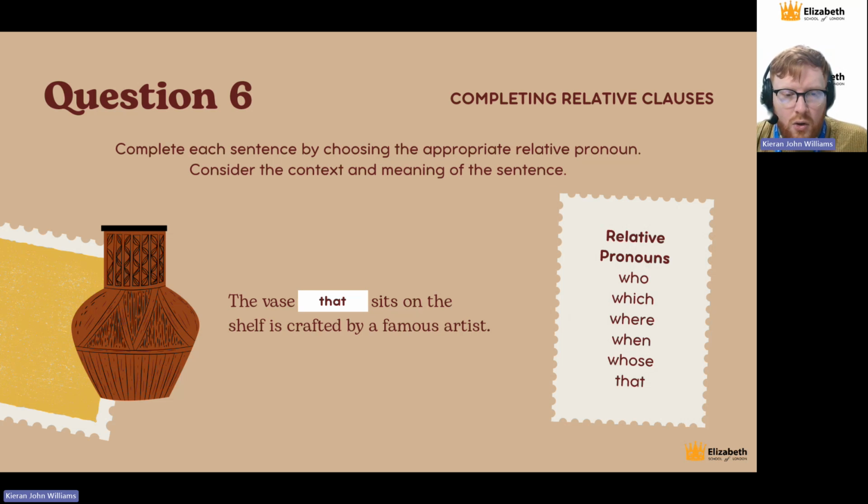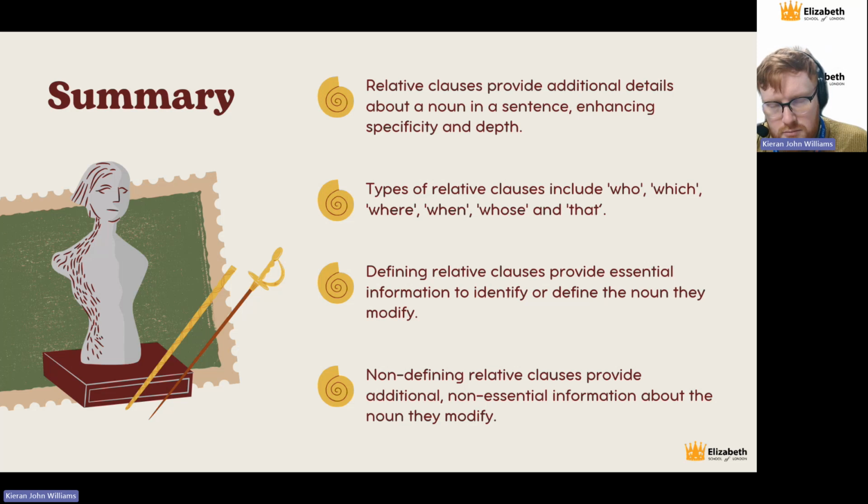Okay. All right, so we have come to the end of our presentation now about relative clauses. So let's just have a quick summary of everything that we've had a look at so far. So we found out that relative clauses give us extra additional information about a noun in a sentence, giving us more specification of it and more depth to the ideas given in the sentence. There are these relative clauses which always include a word like who, which, when, where, whose, and that.